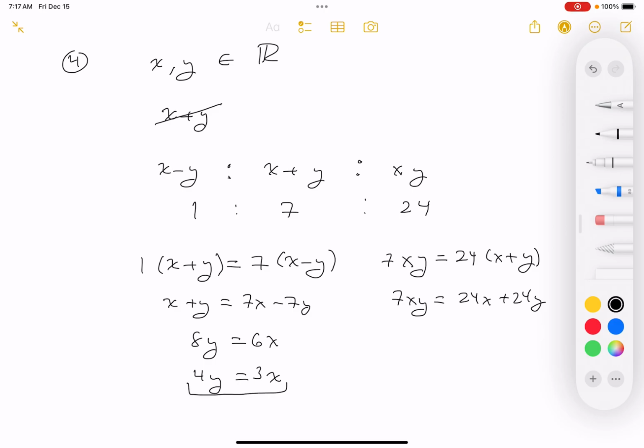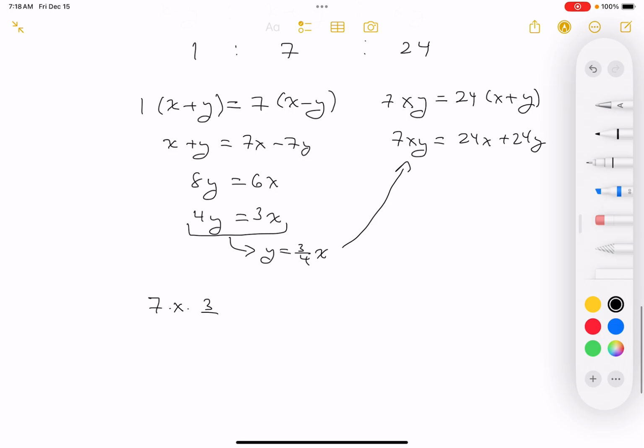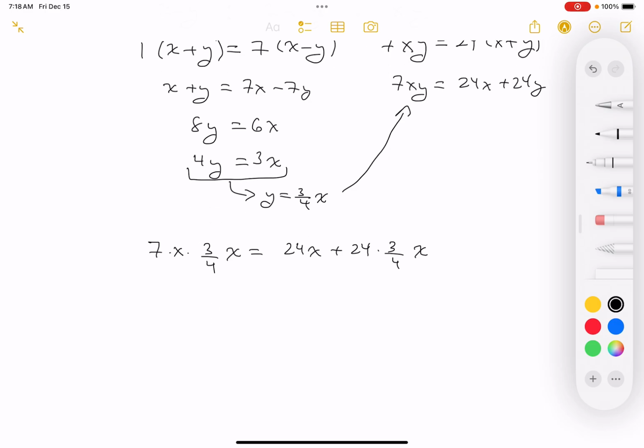So what I need to do is take this guy here and solve for either x or y. And let's write this down. I'm going to write down y equals 3/4 of an x. And then I'm going to pop it in over here. Let's do that. What do you get? You get 7x times 3/4 of an x equals 24x plus 24 times 3/4 of an x. Well, it looks complicated, doesn't it? So what do you get over here? 21x squared over 4.